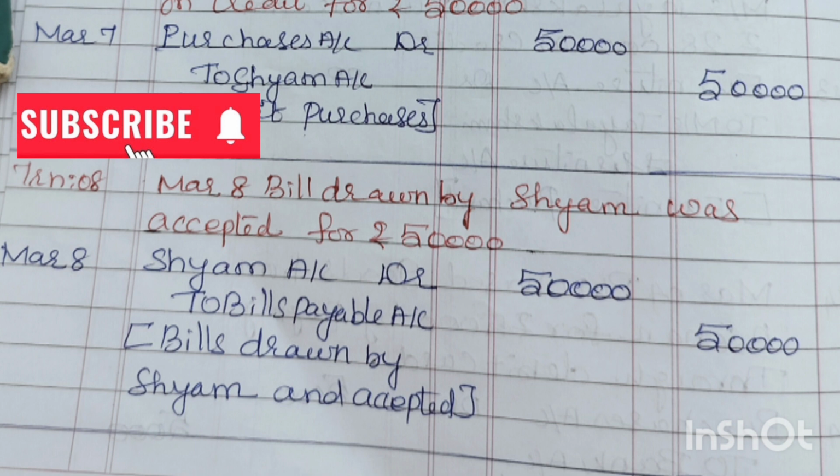Here, who is the cash payer? Ramesh has to pay. How much rupees? 50,000 rupees. Who is the cash receiver? The supplier, which means Shyam. How much rupees? 50,000 rupees. So, in journal entry, Shyam account debit because Shyam is the receiver, and to bills payable account because Ramesh has to pay the bill. The narration is the bill drawn by Shyam was accepted. That's all. Then let's read another transaction.